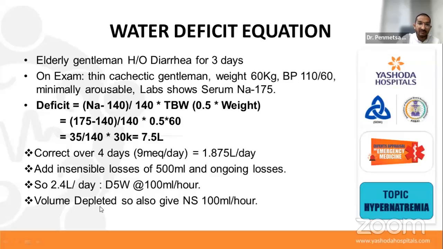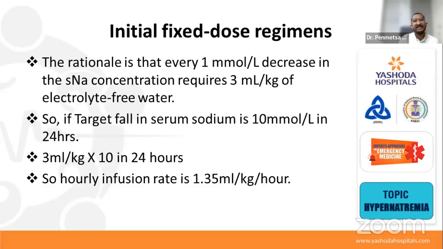How often do you monitor? 3 hourly in acute hypernatremia, whereas you have to monitor almost 6 hourly in chronic hypernatremia. And you increase or decrease the infusion dose based on the rate of decline of the sodium.